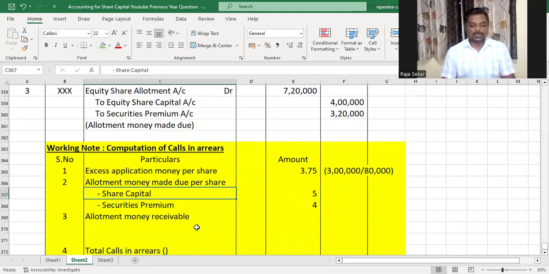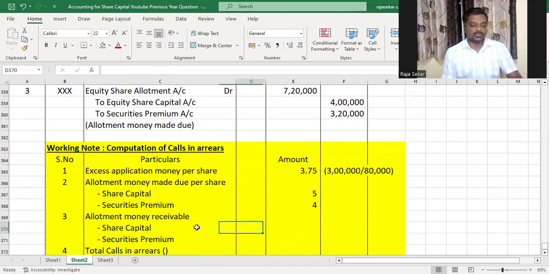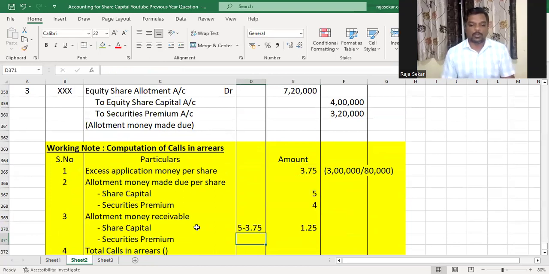So the excess application money can be used against what? First against share capital, then against premium. So share capital out of the 5, 3.75 can be set off against the 5 because that is available as excess application money. So how much share capital are you supposed to receive? 5 minus 3.75, which is 1.25.